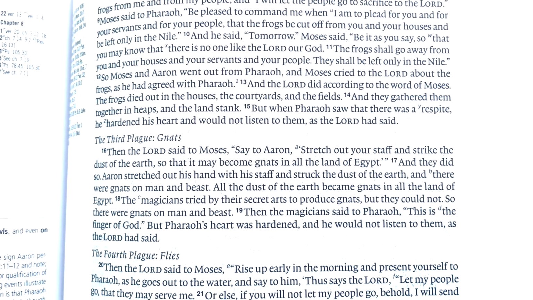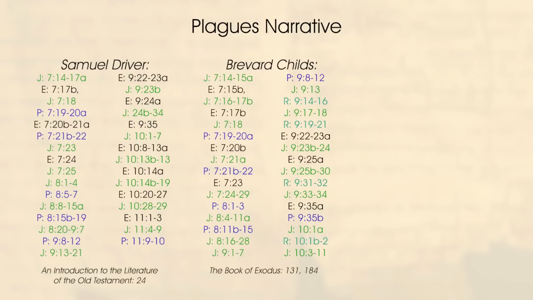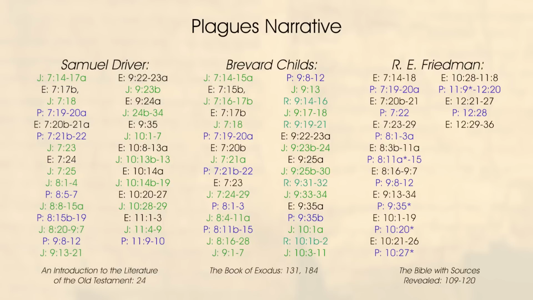the passage. Samuel Driver said the text should be divided up between 3 sources. Brevard Childs said tentatively it might even be 4 sources. Richard Elliott Friedman says it's only 2 sources, E and P, which leaves J highly fragmented.